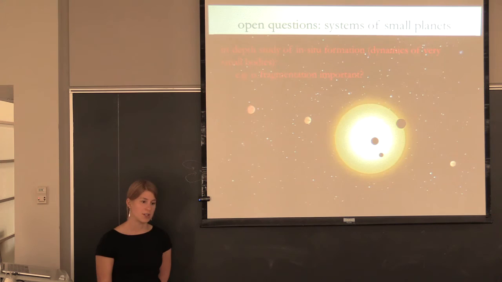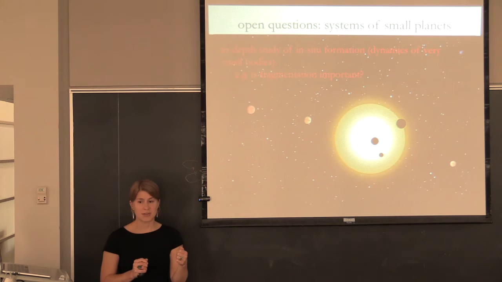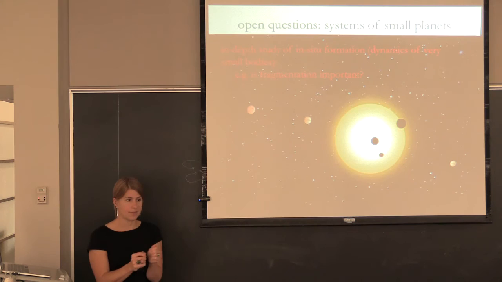For example, if you have very, very small bodies colliding with each other and accreting to form bigger and bigger bodies very close to their host stars, their relative velocities, because their Keplerian velocities are large, are also going to be very large. And so it's an interesting question to figure out at what point those velocities are big enough that you actually get fragmentation instead of accretion between small bodies.